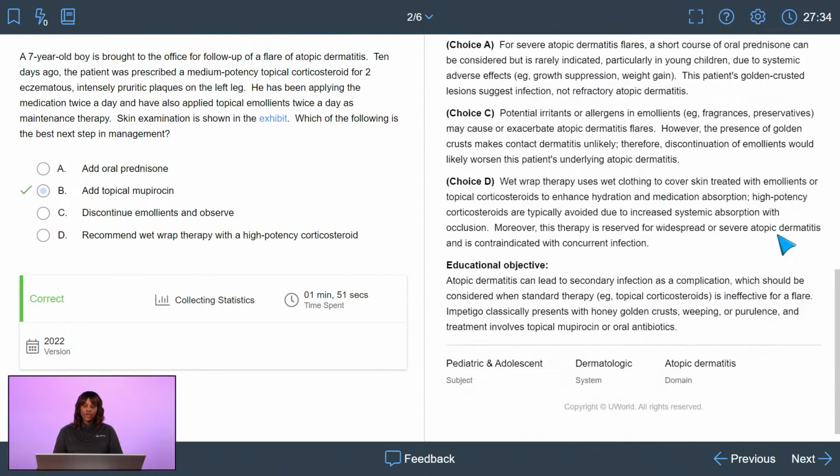So the educational objective for this question is atopic dermatitis can lead to a secondary infection as a complication, which should be considered when standard therapy, e.g. those topical corticosteroids, are ineffective for a flare-up. Impetigo classically presents with honey, golden crust, weeping, or purulence, and treatment involves topical mupirocin or oral antibiotics. So let's move on to that next question.